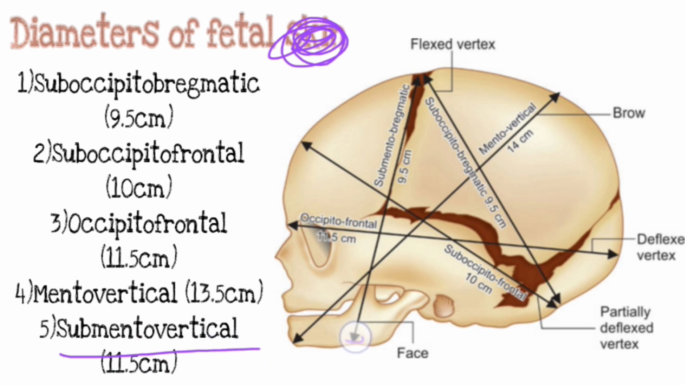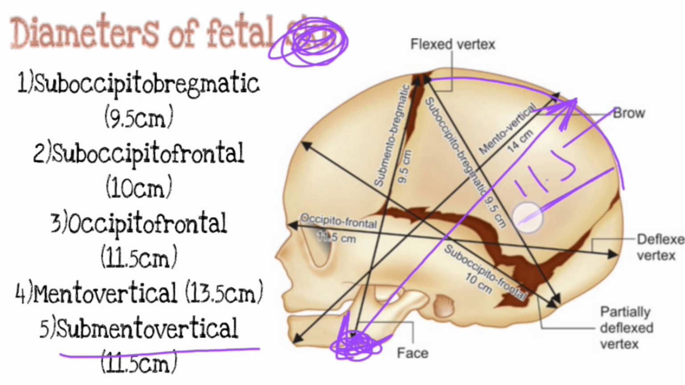Next we have submentovertical. This region is known as submento and this is vertical. Okay, submentovertical. It has not been mentioned in this picture, so I am mentioning it on my own. This is submento and this is vertical. From here to here it's 11.5 centimeters in length. And next, from here to here, it has not been mentioned, but in this picture we can see the submentobregmatic. This value is around 9.5 centimeters.